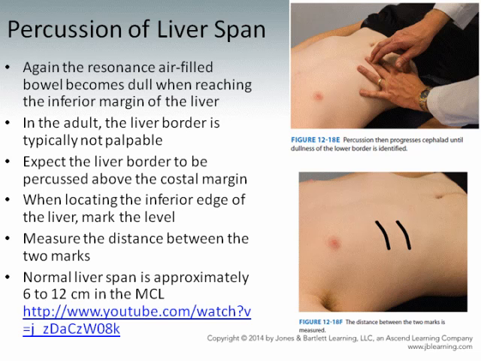In the adult, the liver border is typically not palpable. Expect the liver border to be percussed above the costal margin, and when locating the inferior edge of the liver, you want to mark the level. So then you measure the 2 marks. And again, the normal liver span is approximately 6 to 12 centimeters in the midclavicular line.